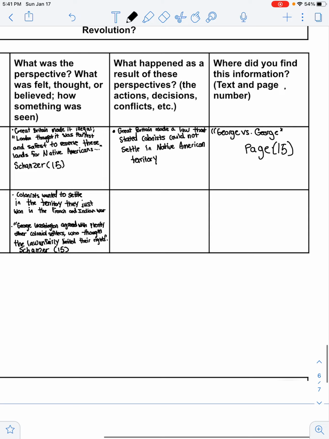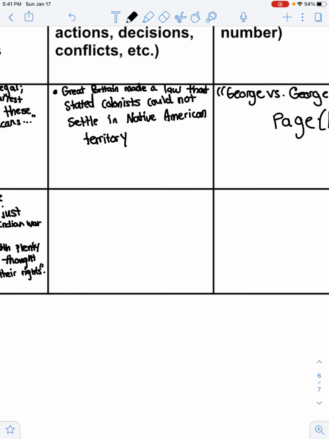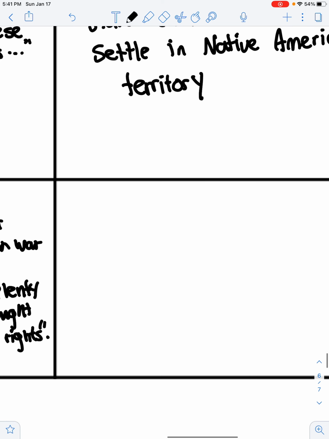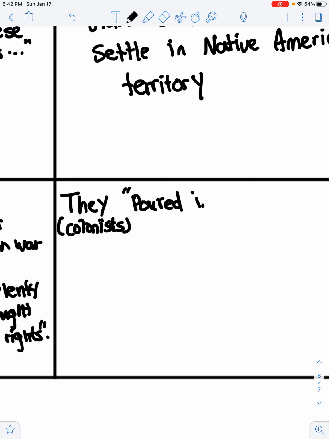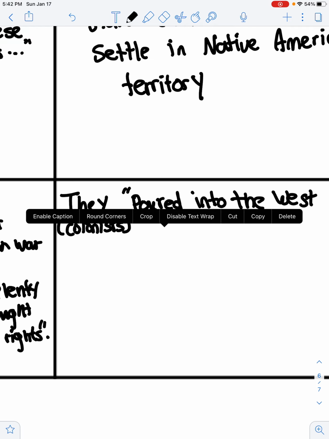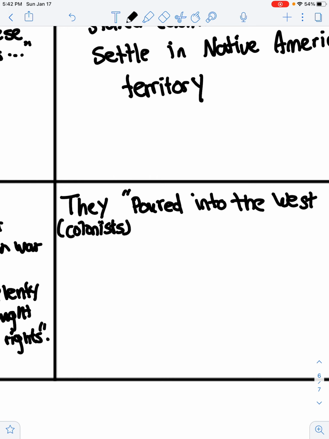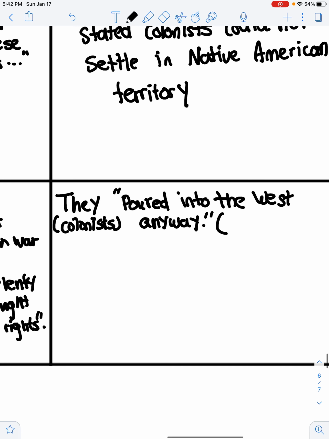So, what did they do? What happens as a result? What were the decisions, the actions that they took? It says that the colonists poured into the West. Anyway, they said, we're going to settle there. We don't care. And then the colonists ignored the British laws they didn't like. So that is on page 15.